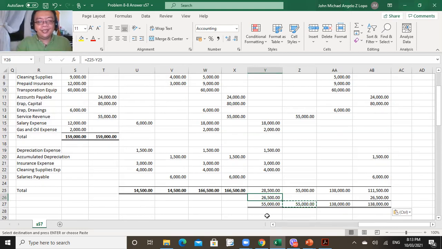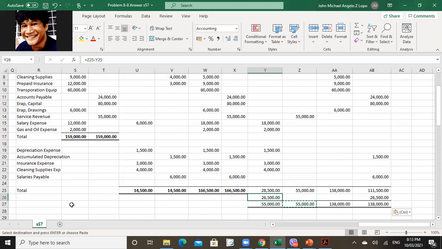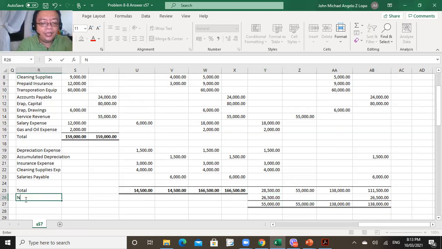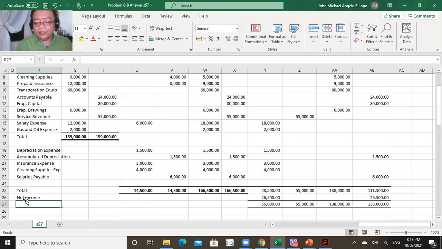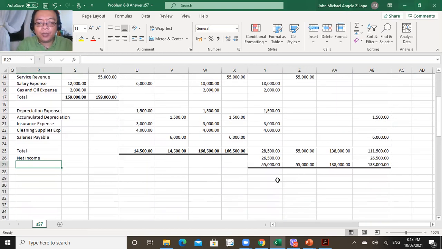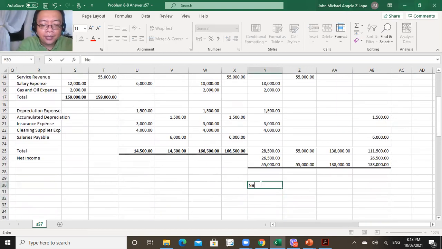Anyone? As you notice, the balancing figure is 26,500. Jackson, revenue, sir. That would be your revenue or, yes, income. Tama. Very good. This is now your net income. All right. Sir, bakit siya net income? Why net income? All right, take note of this now. It is part of your net income.